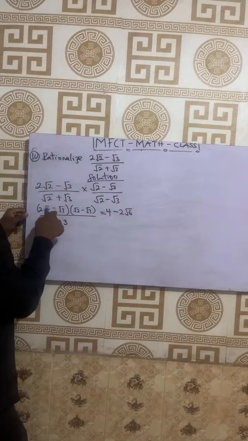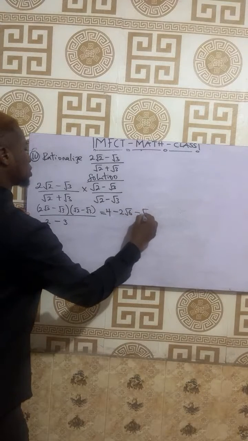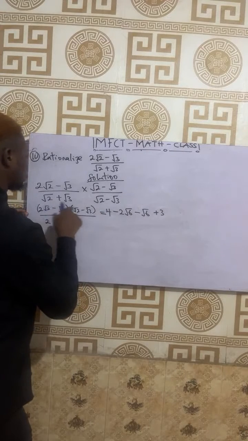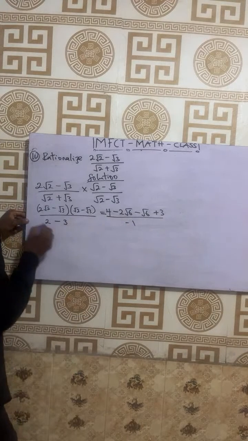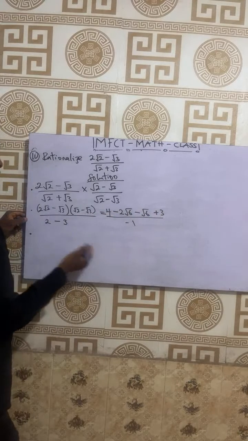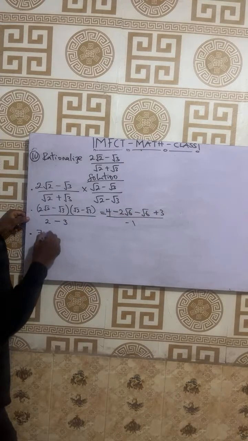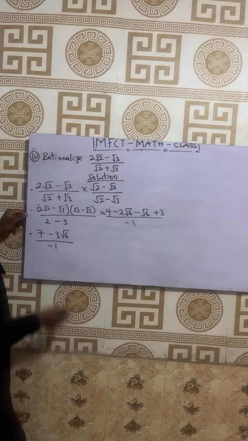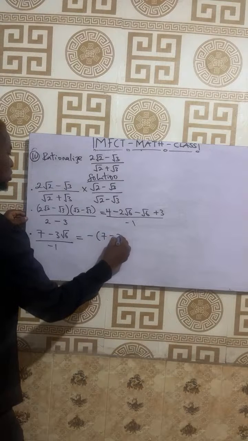Now I will use this minus root 3 to multiply everything here. Minus root 3 times root 2 will give us minus root 6. Then minus root 3 times minus root 3 will give us plus 3, because minus times minus is plus. All over 2 minus 3, that is minus 1. So this equals 4 plus 3, that is 7. Now, minus 2 root 6 minus root 3, that is minus 3 root 6, over minus 1.